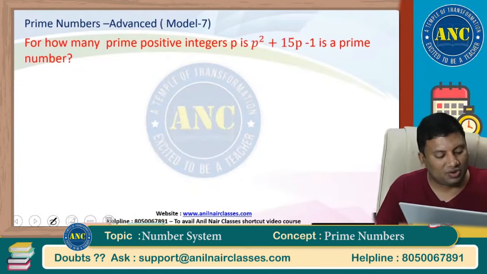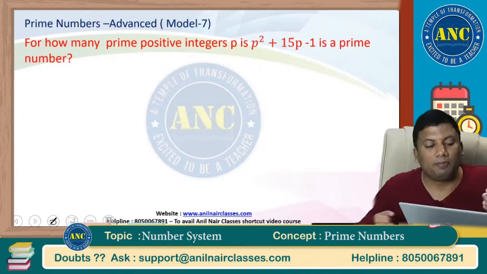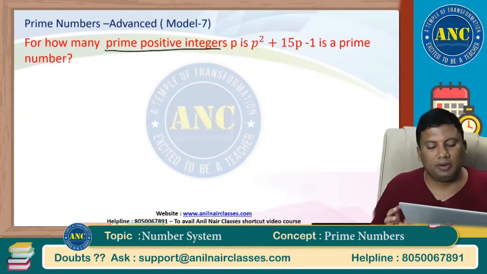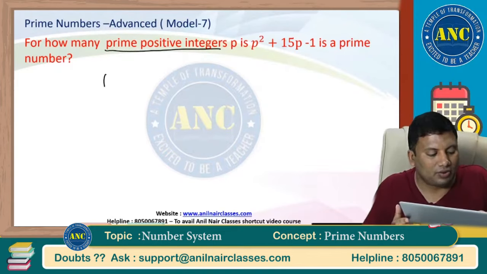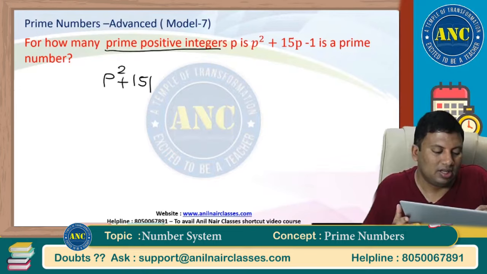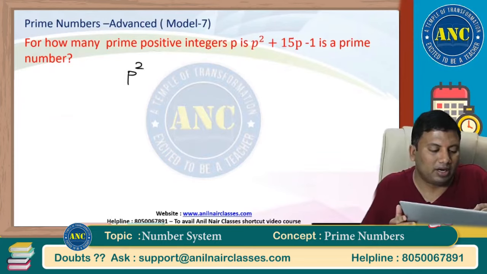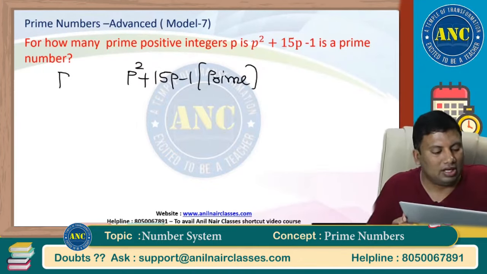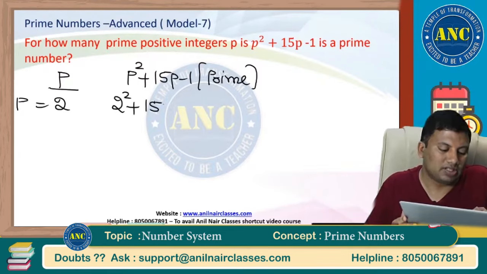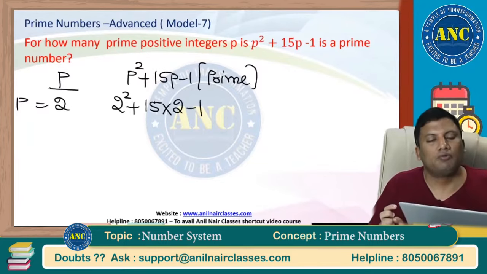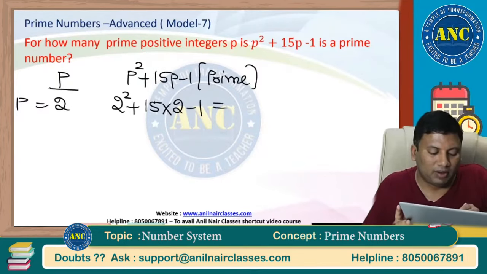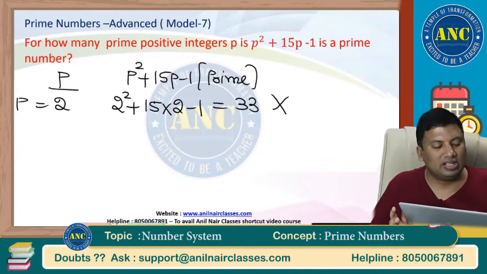Next one. Another question. For how many prime positive integers, anyway a prime integer will be positive, is p square plus 15p minus 1, this quadratic expression, a prime number? P square plus 15p minus 1 should result in a prime number. If p equivalent to 2, this will become 2 square plus 15 into 2 minus 1. 4 plus 30, 34 minus 1, 33. 33 is a composite number.